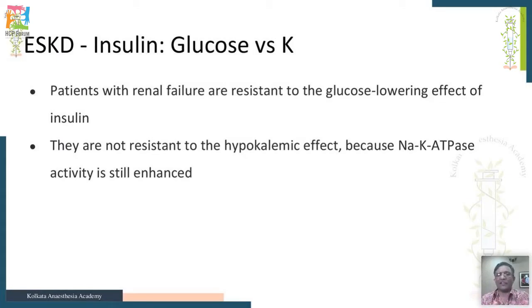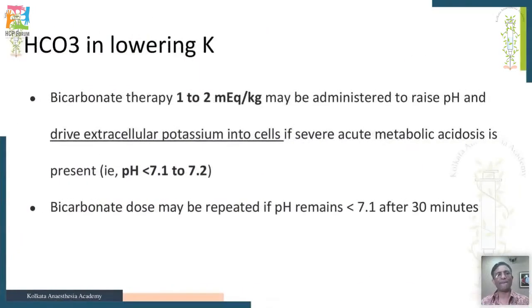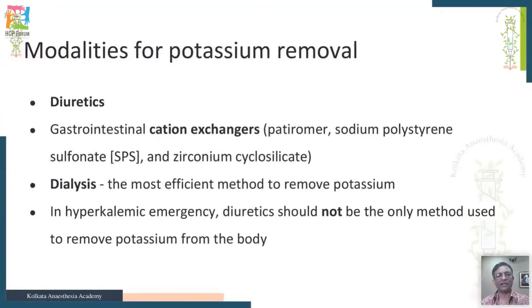This is an interesting trivia. Patients with renal failure are resistant to the glucose lowering effects of insulin, whatever the reason, whether resistance of the receptors, but the hypokalemic effect, they are not resistant because the sodium potassium ATPase activity is still enhanced. If the pH is low, then there is a case for adding bicarbonate therapy at 1 to 2 milliequivalent per kg. It again drives the extracellular potassium into the cells and reduces the transcellular gradient.